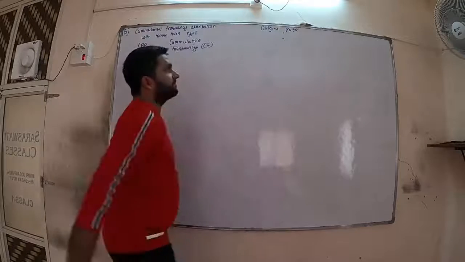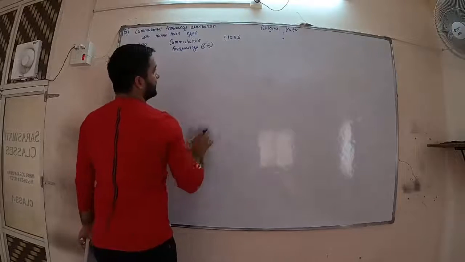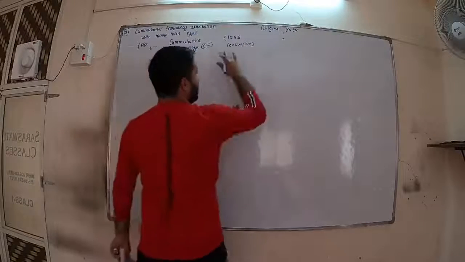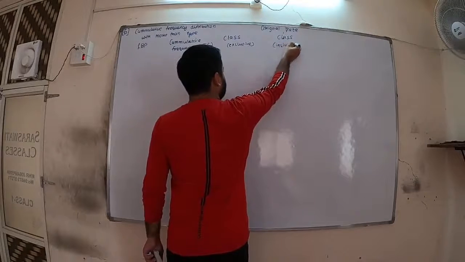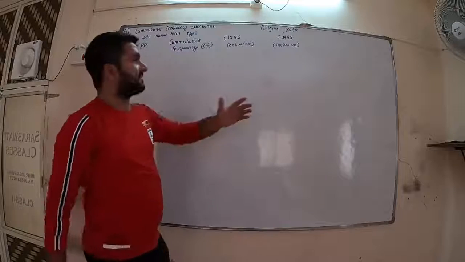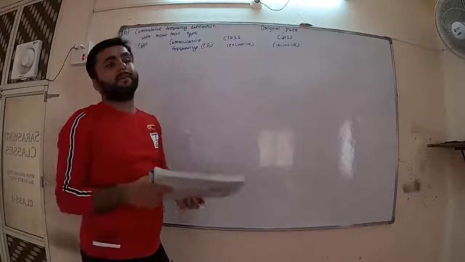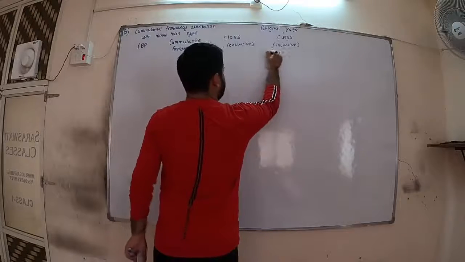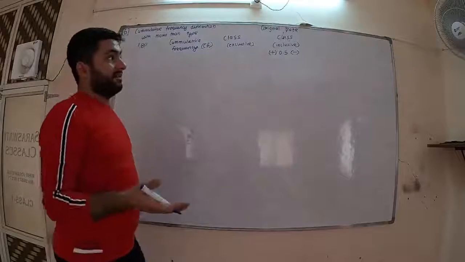In the original data, first we will obtain the exclusive class. From that exclusive class, we will find the inclusive class. Friends, while converting inclusive to exclusive, we subtracted from the lower limit and added to the upper limit. But now we are doing the opposite thing, exclusive to inclusive. So, plus 0.5 to the lower limit and minus 0.5 to the upper limit.